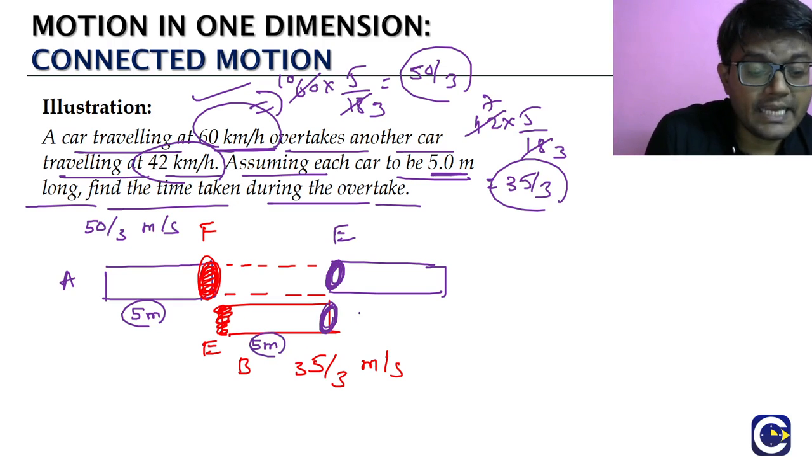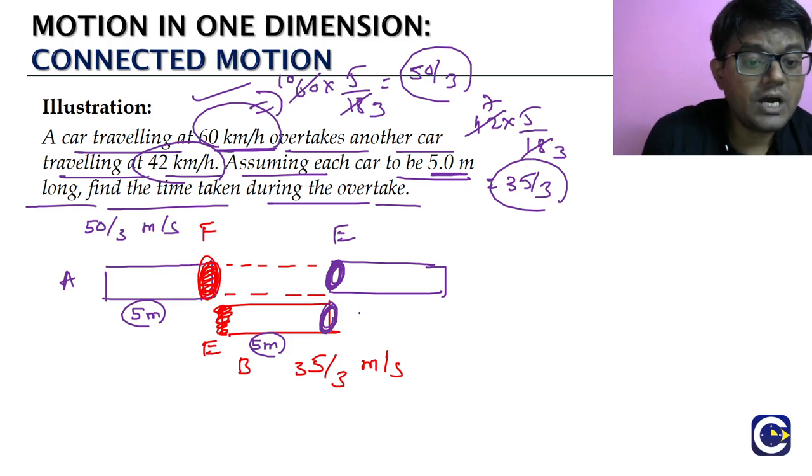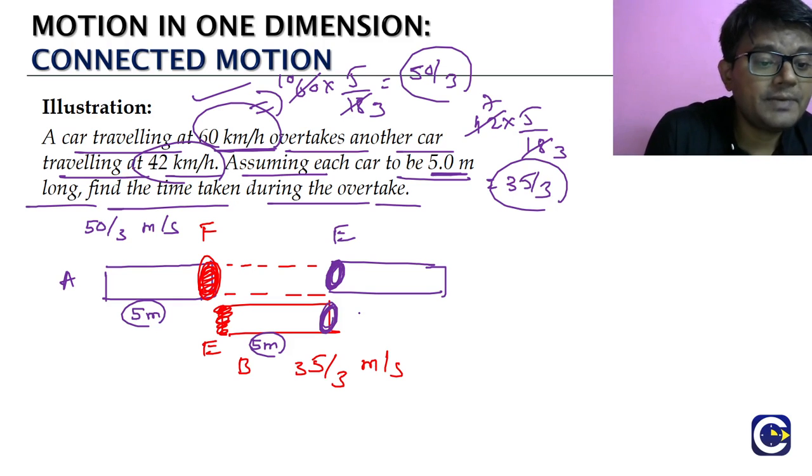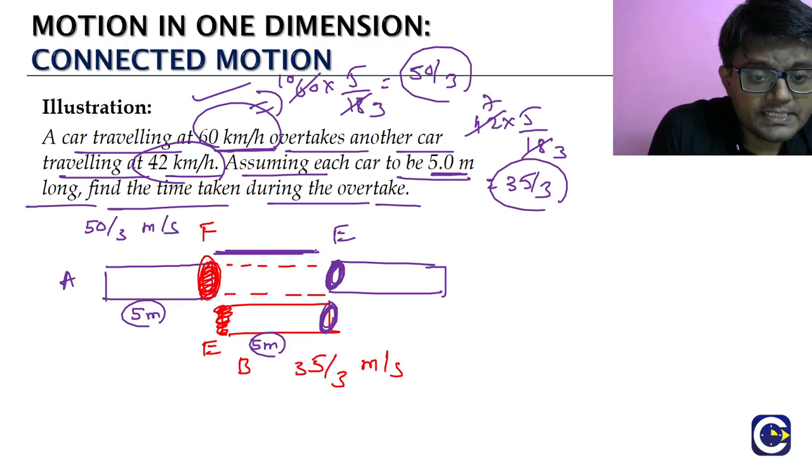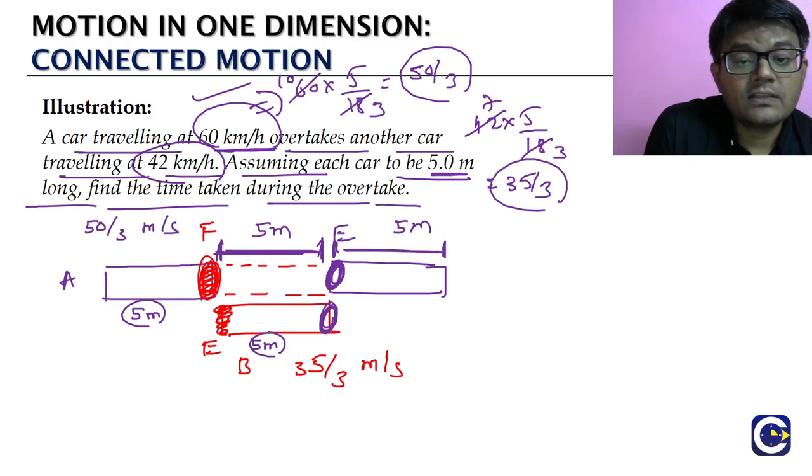Now we need to find out what is the time taken during this overtake. If you observe carefully, what is happening? Car A must travel, look at this, what is this distance? It is 5 meter. What about this? Another 5 meter. This distance is the length of car B. This is the length of car A.